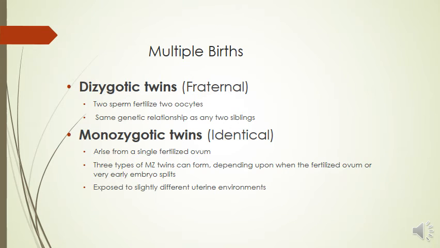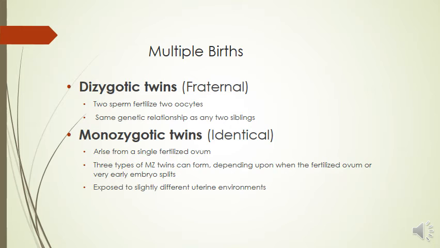I want to take a minute to look at multiple births and divide out what are the different categories. Dizygotic twins, or fraternal twins: two sperm fertilize two oocytes. They have the same genetic relationship as any two siblings. Monozygotic twins are identical twins. They arise from a single fertilized ovum.